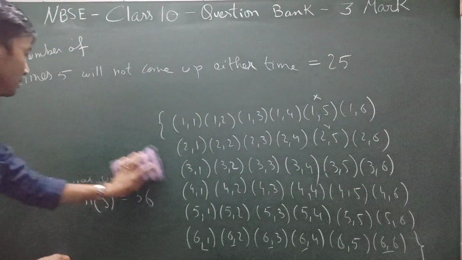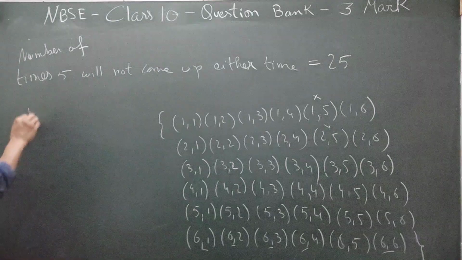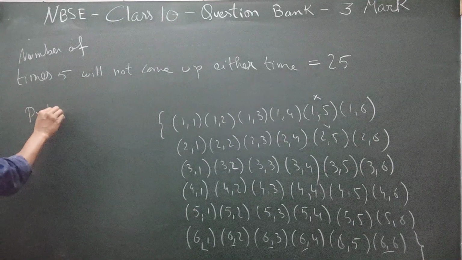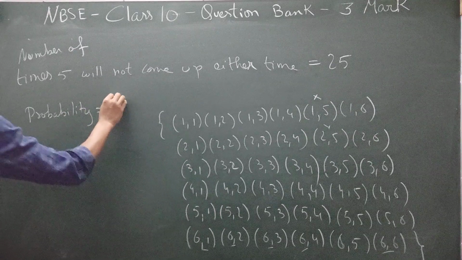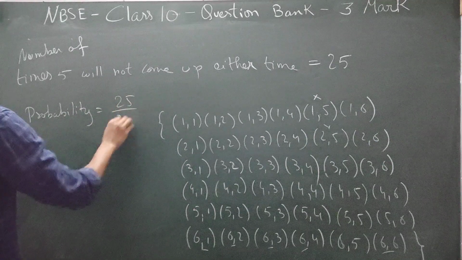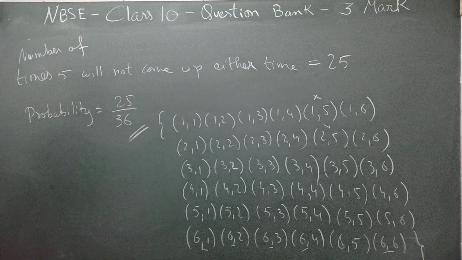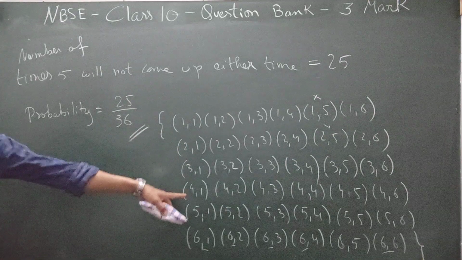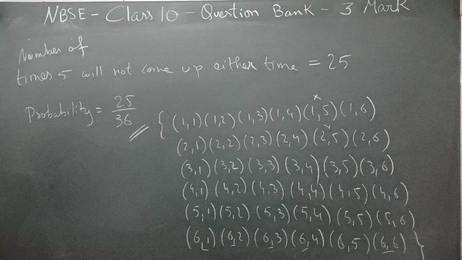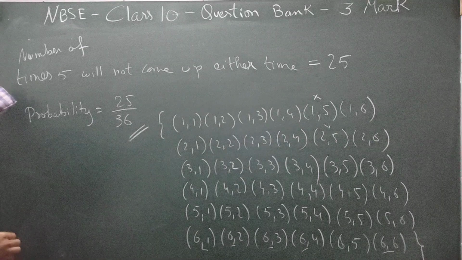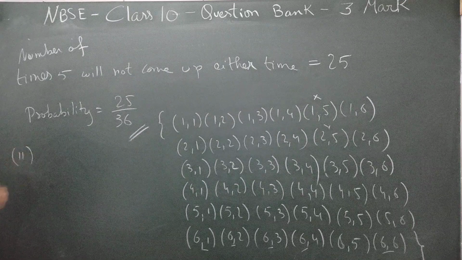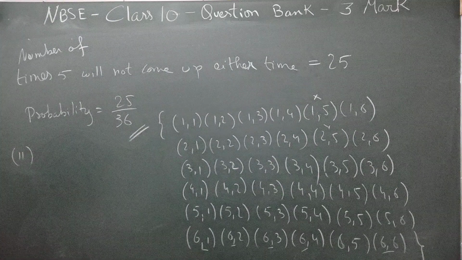Okay. So next, simply, therefore, you can write directly also. Probability equal to 25 out of 36. No problem if you do this, 25 out of 36. Alright. Done. Second one. Second question.